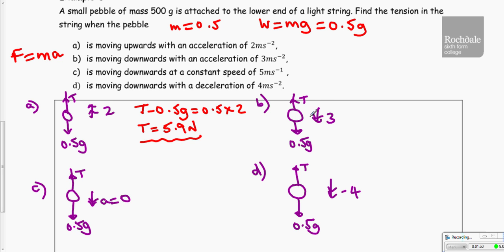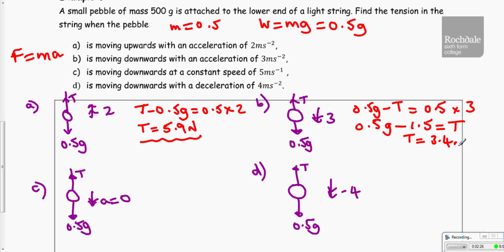So for part B, the object is moving downwards with an acceleration of 3. So doing F equals ma in the direction of motion, 0.5 g is pulling down, the tension is resisting motion, the mass is 0.5, and the acceleration is 3. So 0.5 g minus T equals 1.5, so bring that over to the left, and I'll bring the T over to the right to make it positive. So calculating that, we get T equals 3.4 newtons.